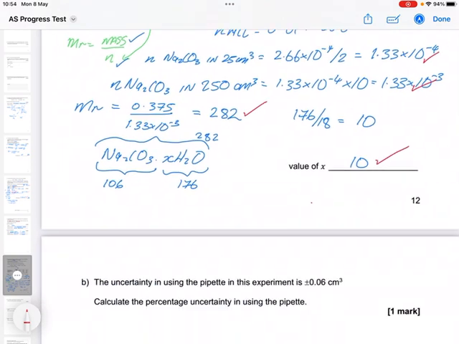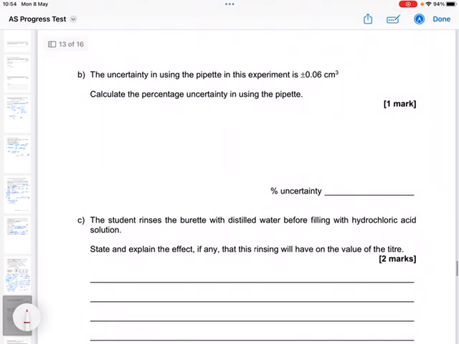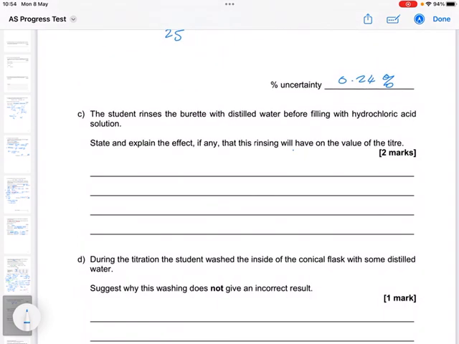Okay, let's move on. So B, the uncertainty in the pipette in this experiment is 0.06. Calculate the percentage uncertainty. So 0.06 divided by, and we took 25 out with the pipette, so times 100, and that equals 0.24%. The student rinses the burette with distilled water before filling the hydrochloric acid solution. State and explain the effect it would have on the value of the titer.